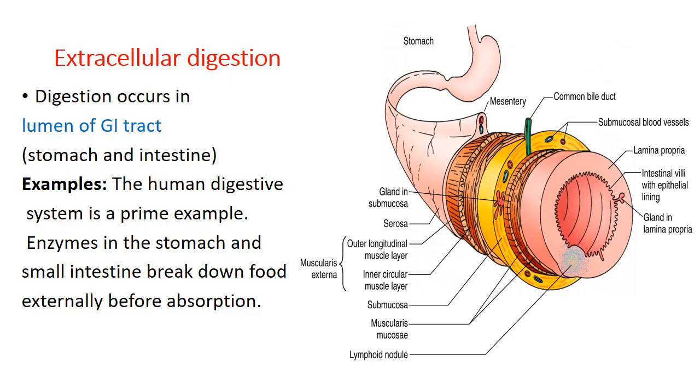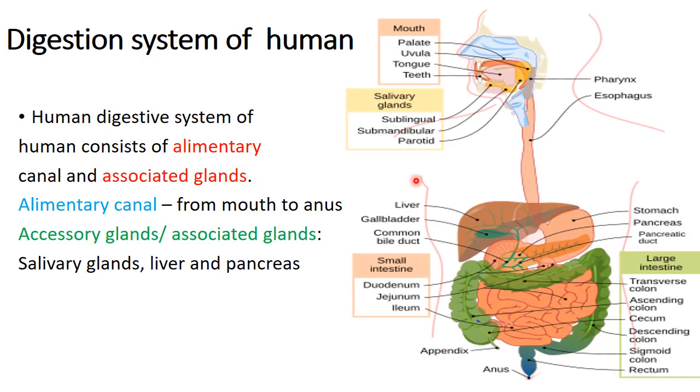The human digestive system is the prime example of this type of digestion. It is the digestive system of a human. It consists of mainly two main structures: one is the alimentary canal and the second is the associated glands, also known as accessory glands. The alimentary canal starts from the mouth and extends up to the anus. Accessory glands include the salivary glands, liver, and pancreas, which support the digestion of food.